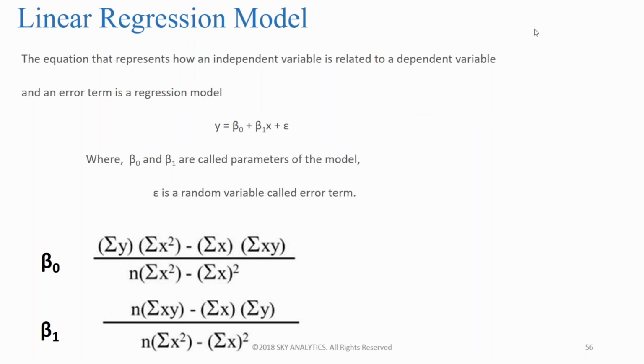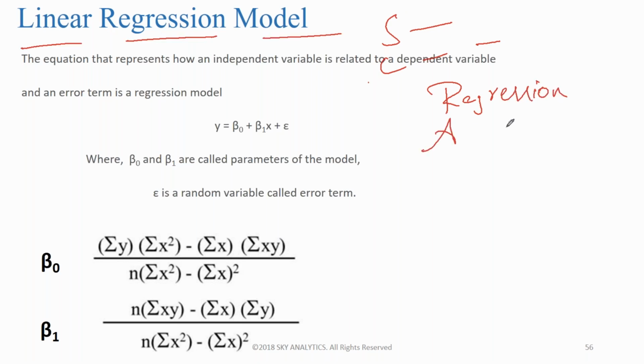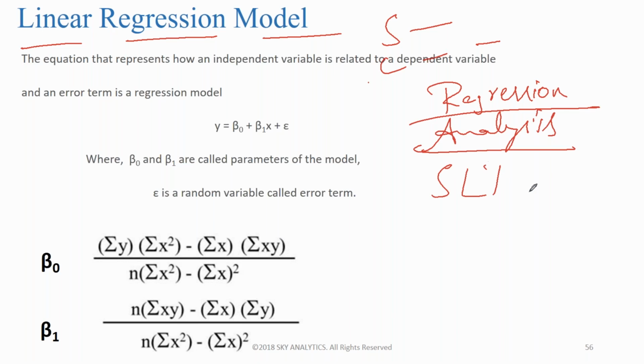Okay, tomorrow we are going to discuss your regression analysis. Today we have discussed your scatter plot and correlation analysis, and based on this we have come to your linear regression model. Tomorrow we are going to discuss regression analysis, and then we are going to implement a topic called simple linear regression, when to go for linear regression, everything tomorrow we are going to discuss.